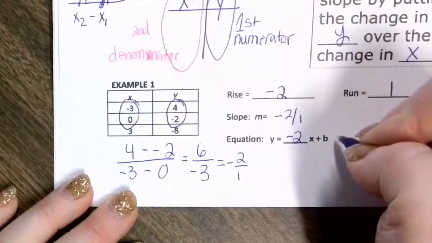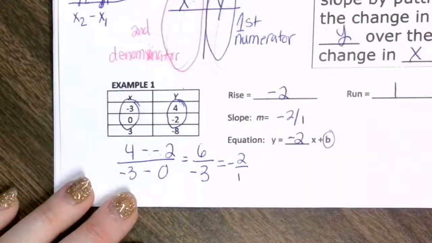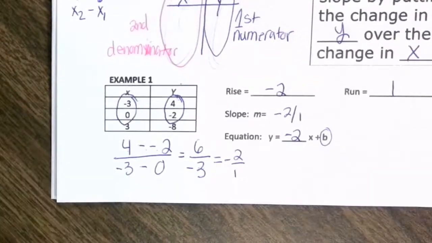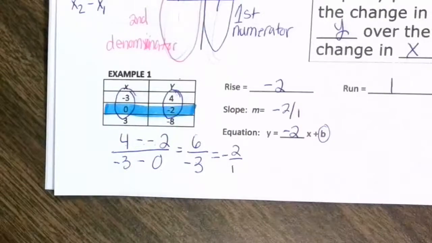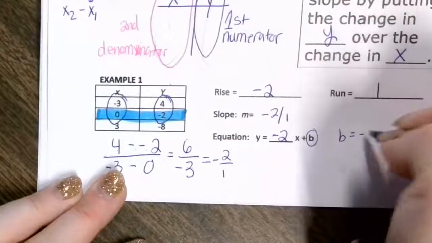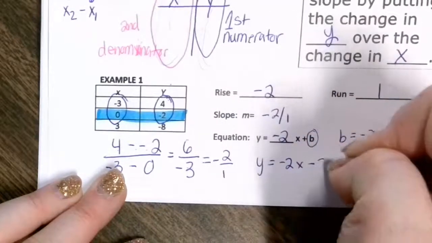Now we can actually determine our b here. And the reason we can determine our b is because we see the 0, negative 2. So we know that our y-intercept always has a 0. So that's actually our b. So our full equation is going to be y equals negative 2x minus 2.